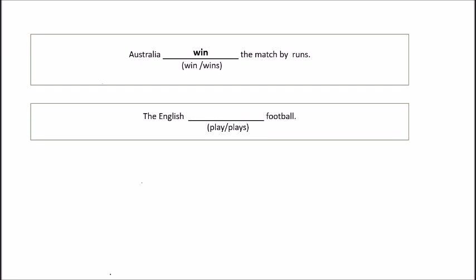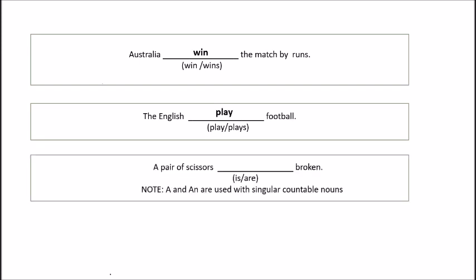The English dash football. So whenever we see a language accompanied with the, it represents the people of that country. The English here represents the people of some other country, may it be British or someone else. The English is people of some country. People plural. So the English play football.